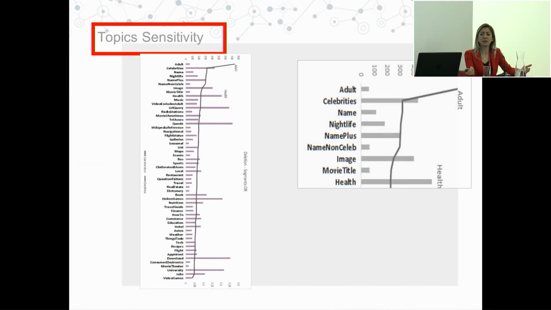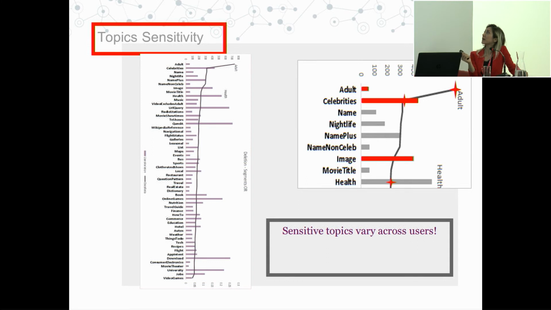So we started with just trying to understand what are the topics that are mostly deleted or considered sensitive by the users. So this line here shows the items that are mostly deleted, and we see that adult topics are at the top, and then secondly, celebrities seem to be topics that are sensitive to the majority of users.